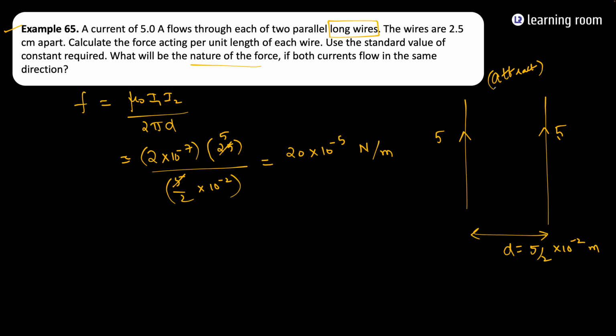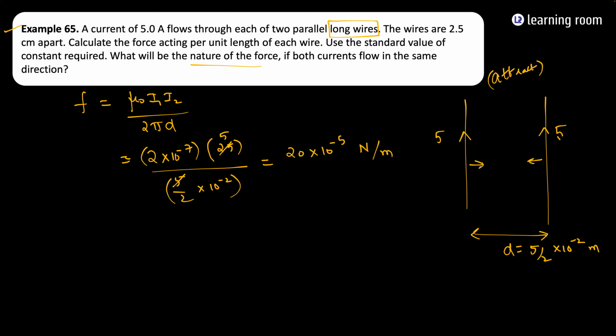Why it will get attracted is because you calculate the direction of field due to the first wire at this point, and then find the direction of force experienced by the second conductor due to the magnetic field from the first conductor. That will be to the left. If you do the reverse scenario, the force experienced by this conductor will be to the right. Since they both are coming close to each other, they will attract.